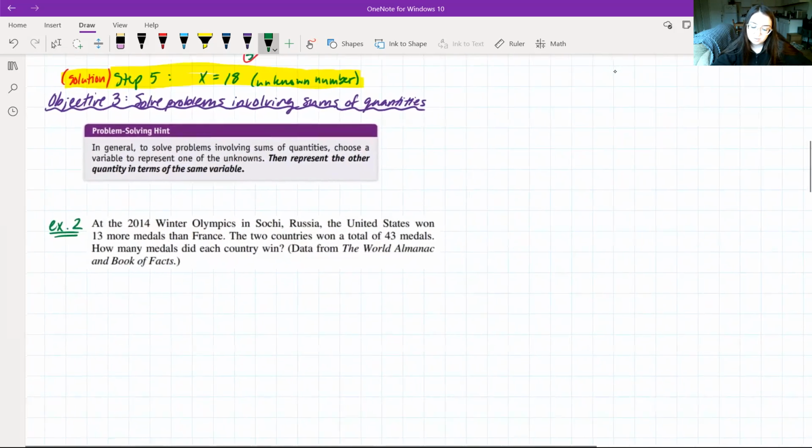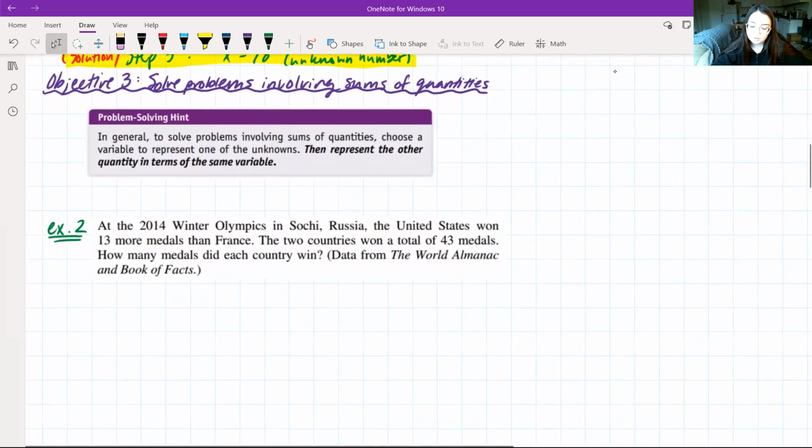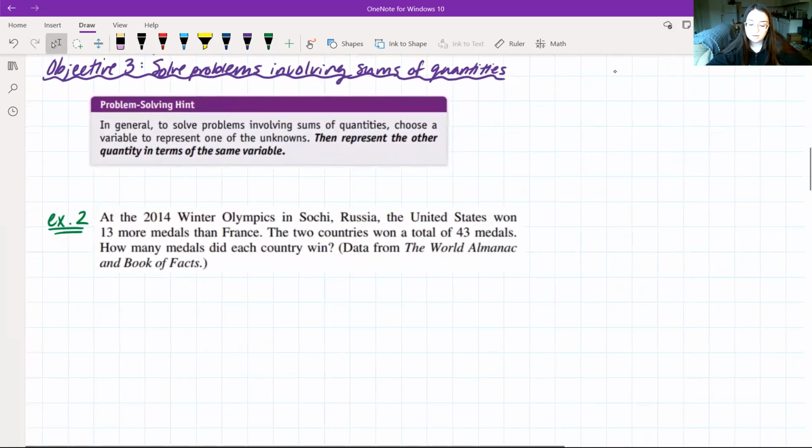So in objective 3, we want to solve problems involving sums of quantities. So as a tip here, we have that in general to solve problems involving sums of quantities, we choose a variable to represent one of the unknowns, and then we represent the other quantity in terms of the same variable. So this is just reiterating the fact that we're going to use the same variable, and we're just going to have a manipulation of that variable as our second unknown quantity.